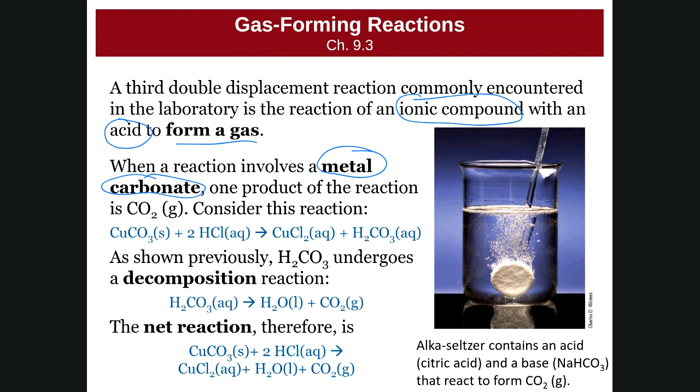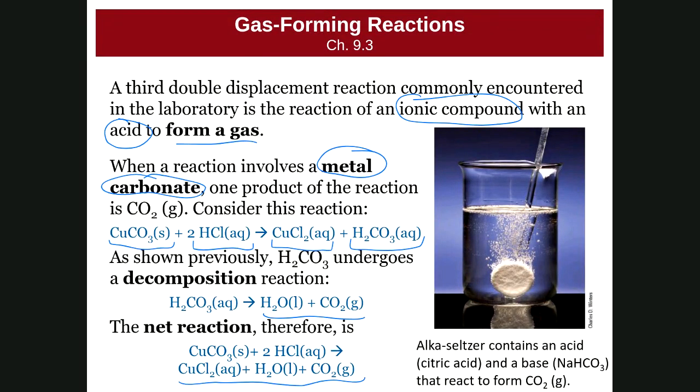So here in this example, we have copper carbonate reacting with HCl, and we're forming copper chloride and carbonic acid. And we've seen what happens when we form carbonic acid. Carbonic acid is not stable. It undergoes decomposition to form water and carbon dioxide. So our net reaction is the copper carbonate solid dissolving in hydrochloric acid to form copper chloride, water, and carbon dioxide. And that's what you see in this picture here.